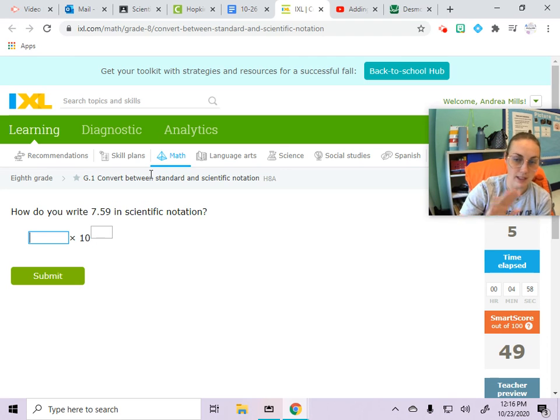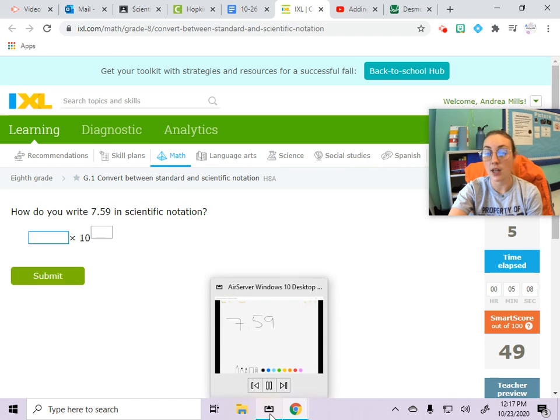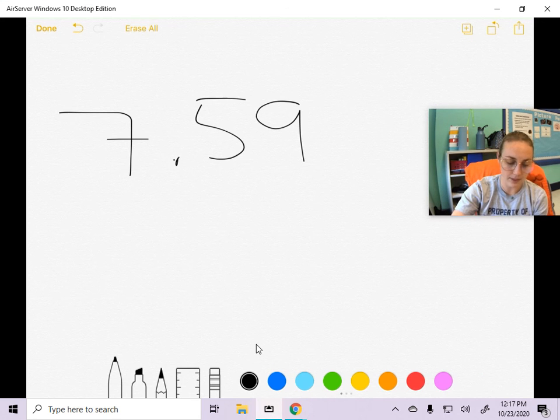Yeah, I'll do this one too, and then I'll be done because you have to get this to 80%. All right, so we have 7 and 59, and we want to change this into scientific notation. Guys, listen. If the decimal is already in a place where there's only one number on the left side of it, you don't have to move it. It's already in correct scientific notation form.